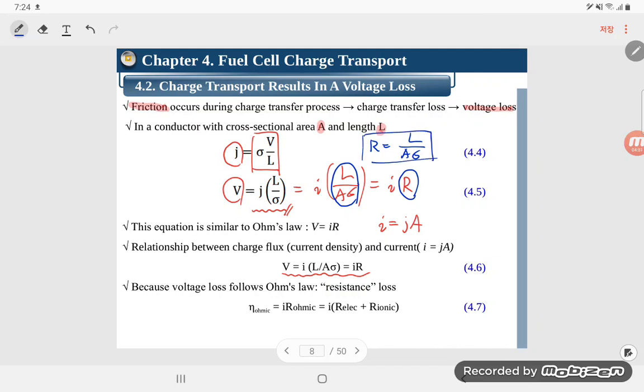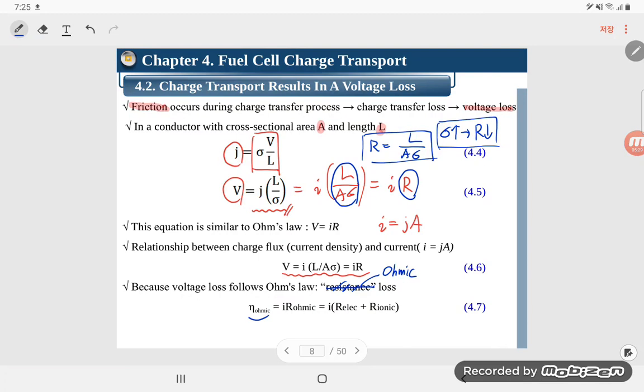That is the meaning of this resistance, right? If we have a higher conductivity, then the resistance can be reduced. Because the voltage follows Ohm's law, we call this ohmic resistance, or ohmic law.